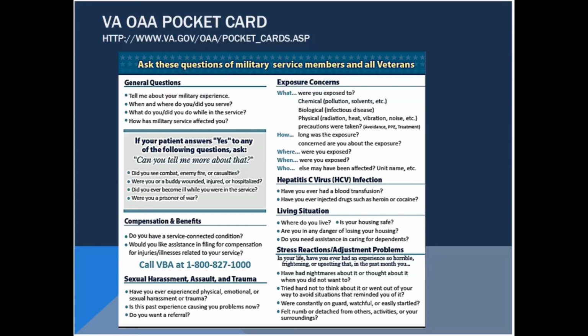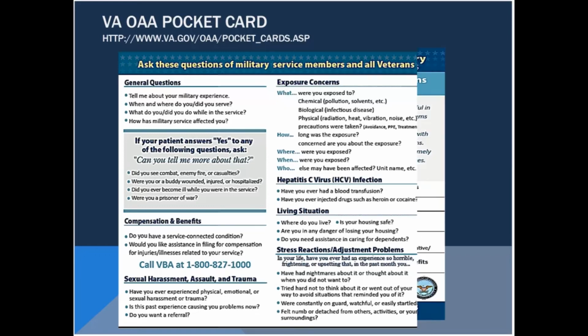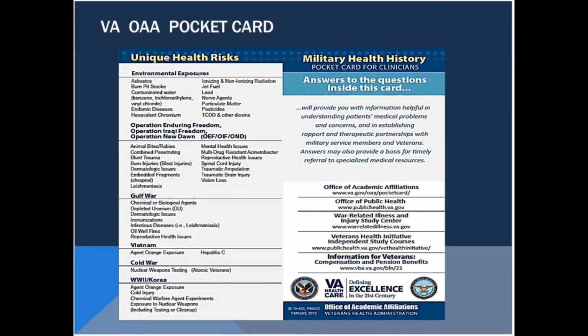You can also get hundreds or thousands of copies of this card if, in fact, a hard copy is really needed. But basically, this goes into some detail: the general questions, how to ask, a little more information about the issues you want to ask about, the kinds of exposures, things like chemical reactions or biological exposures, and how to ask about these, including hepatitis C and living situations in the military and stress reactions. The opposite side of the card takes us even further.